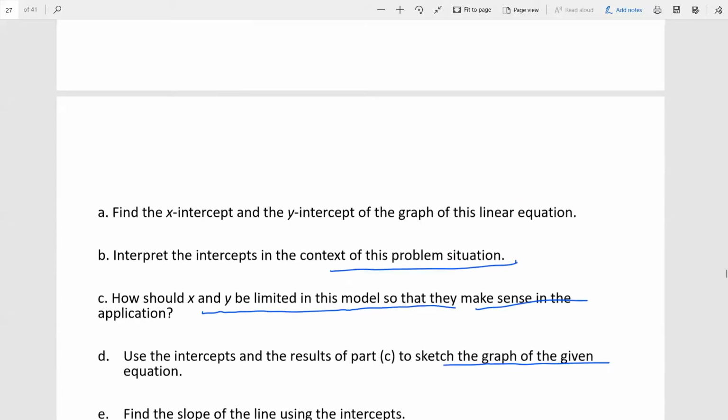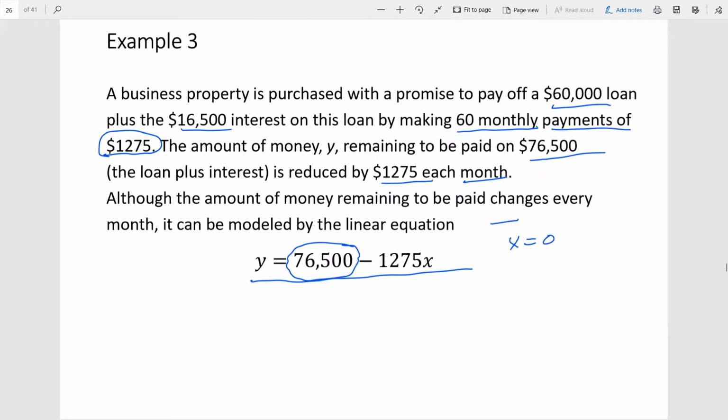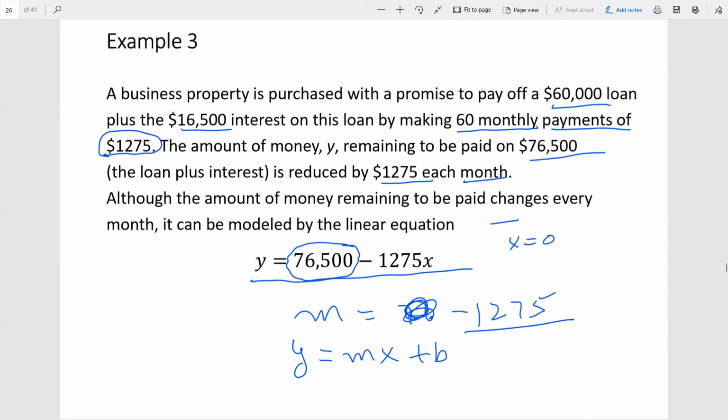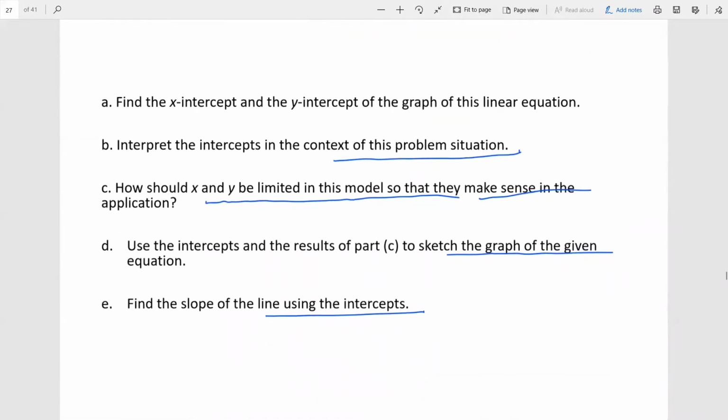Now notice, we already know the slope is minus 1275, because this is the form y equals mx plus b. So the m is minus 1275.